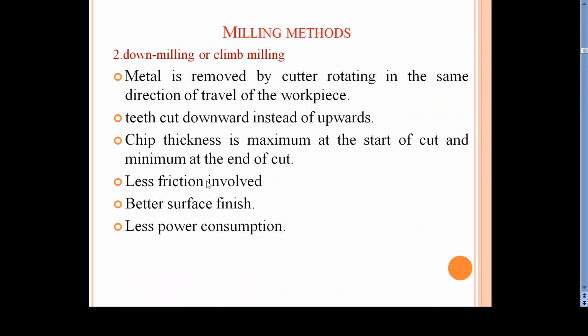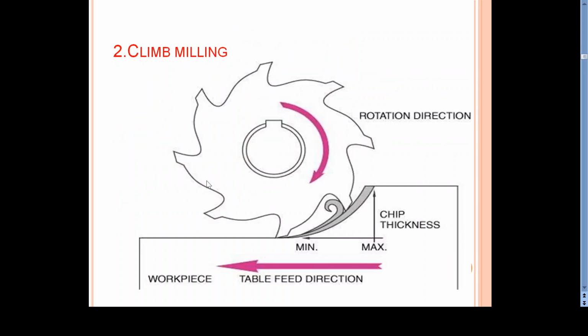Down milling or climb milling. Here the metal is removed by the cutter rotating in the same direction of the travel of the workpiece. So both the direction of feed and the peripheral velocity of the rotating cutter are same. Here teeth cut downwards instead of upwards. So it is down milling. Chip thickness is maximum at the starting point and minimum at the end. And here less friction involved, better surface finish, less power is required. So this is better.